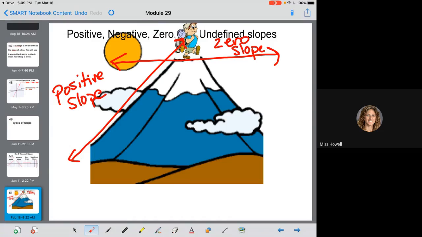All right, part number 3 of our hike will be this trip coming back down the mountain. Once our hiker starts coming down the mountain, starts high and works down low, like that, that's our trip down the mountain, and that is negative slope.